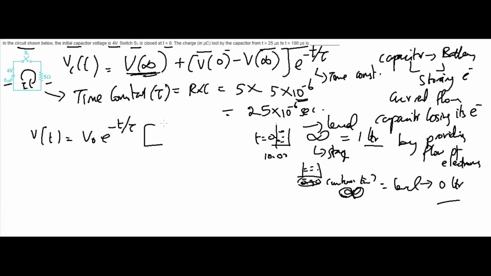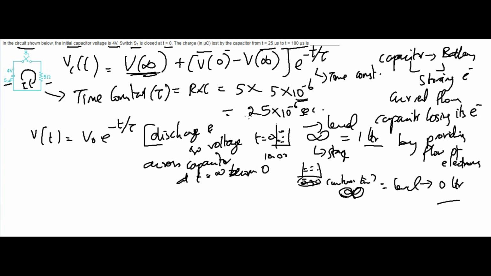That explains why I'm saying there is a discharge, and because the discharge is coming from the capacitor, the voltage across the capacitor at t equal to infinity becomes 0. Do you understand? That is why V infinity is equal to 0. So you can write V of t equals V naught, the initial voltage, which is 4, into e to the power minus t by tau.